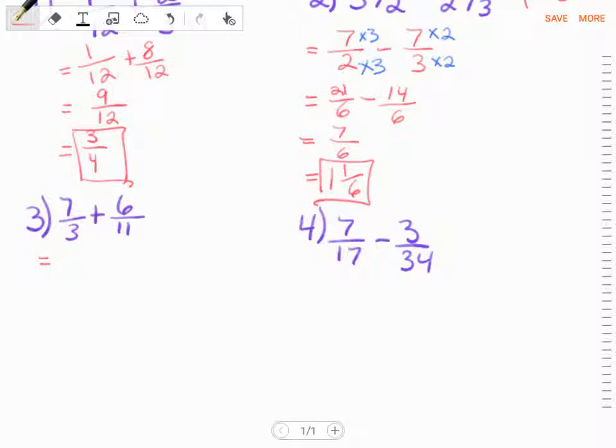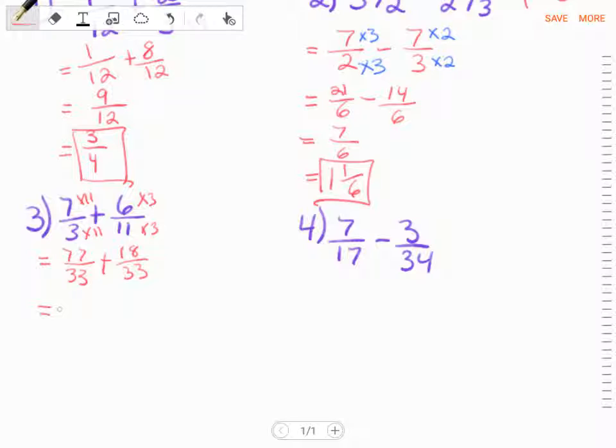In order to do that, I need to multiply on top and bottom of this fraction by 11 and multiply on top and bottom of this fraction by 3. So my first fraction, I'm going to end up with 77 over 33, because 3 times 11 gives you 33. Then for this one, 6 times 3 gives us 18 over 11 times 3, which gives you 33.